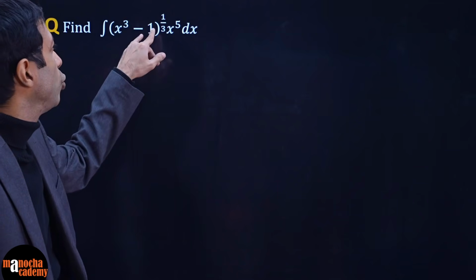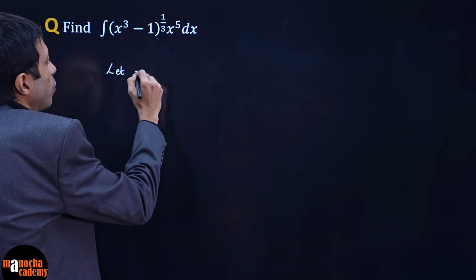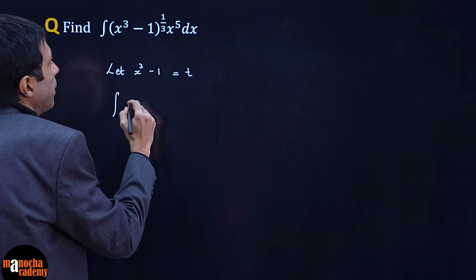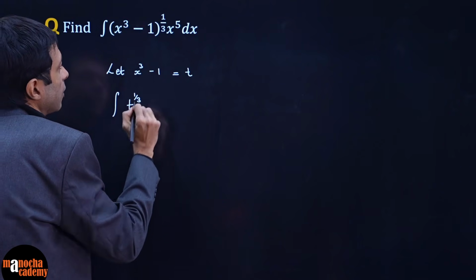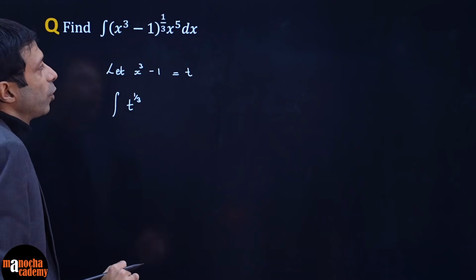What will you do? Now see, you can clearly see that you have got a cube root over here, so that gives you a hint. Let's try taking this equal to t. So let x cube minus 1 equal to t. So the question basically becomes t to the power 1/3. But what do we do about this x to the power 5? What do we do about that?